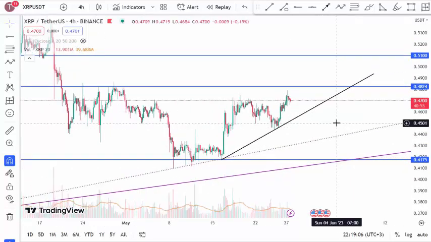In this video, we shared the technical analysis of XRP coin with you.